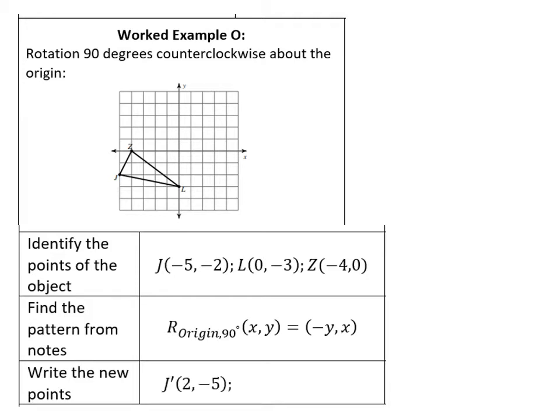So for J prime, I switch the -5 and -2's order, and I change the sign of the -2. Do the same thing with L, which gets us (3, 0). Do the same thing with Z, but when you switch the sign of 0, that's still 0.